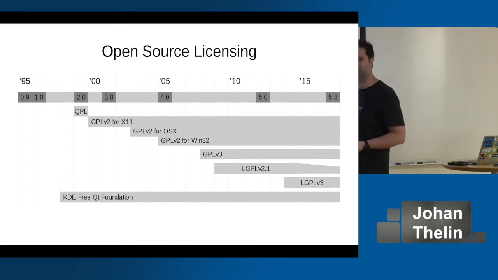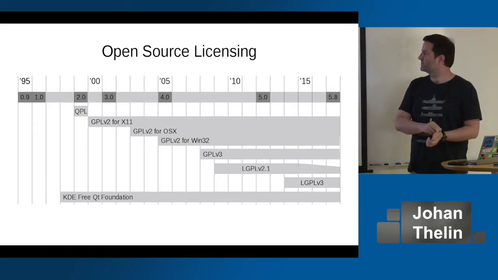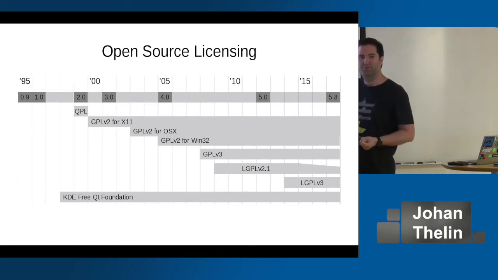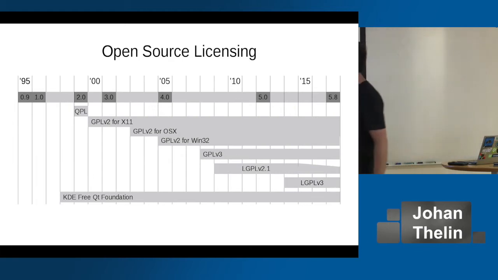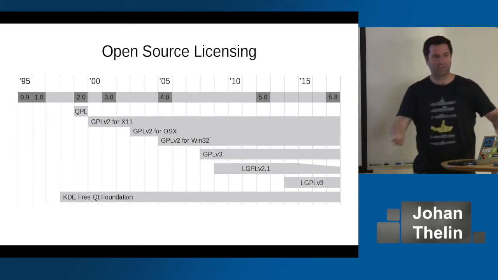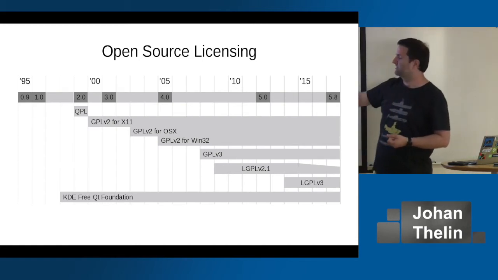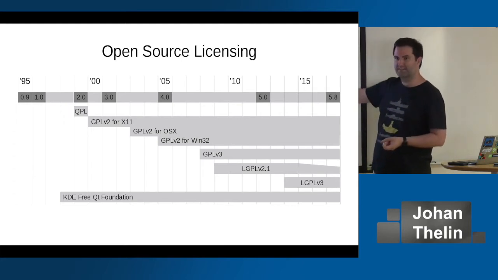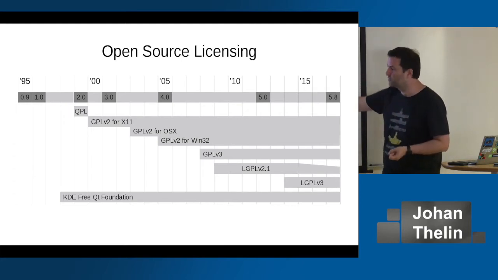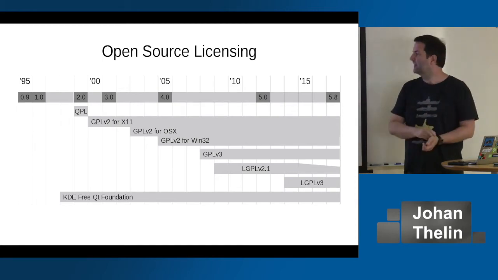Are you familiar with the difference between GPL and LGPL? I see some nodding heads. So very quickly, here you have to recontribute the fixes you do to Qt, but you can still keep your application to yourself. While here you have to reshare everything on the same terms. And right now it's moving towards LGPL v3. All these licenses exist, but newer modules only have the v3 versions of the licenses. It's sort of a gradual thing.